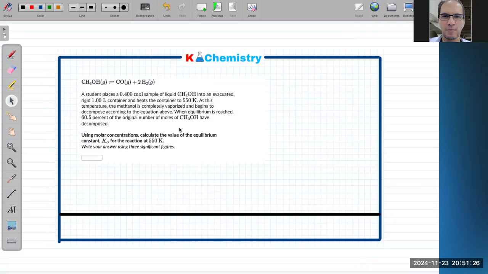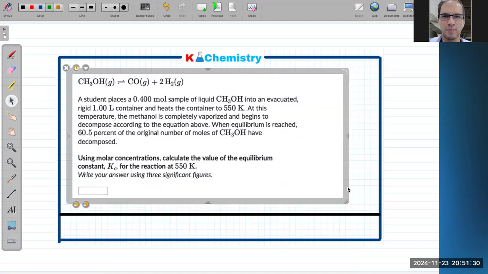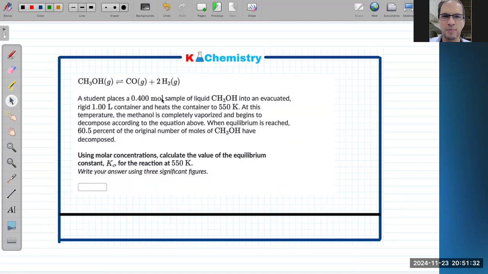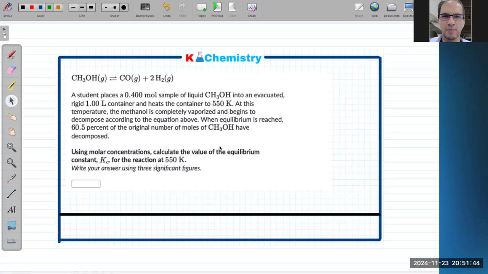Okay, so a student places 0.400 molar sample of liquid methanol into an evacuated rigid container and heats the container. At this temperature, methanol is completely vaporized and begins to decompose. When equilibrium is reached, 60.5% of the original number of moles have decomposed. Calculate the value of the equilibrium constant for the reaction.